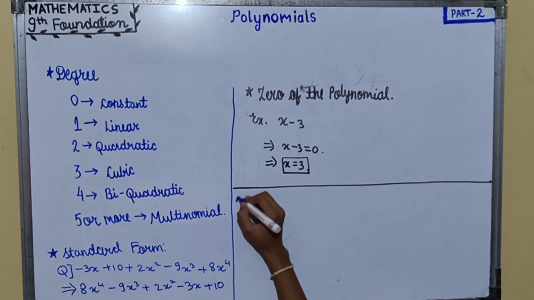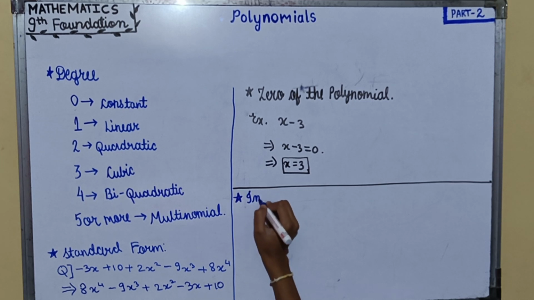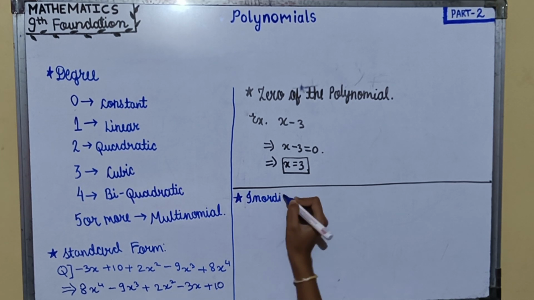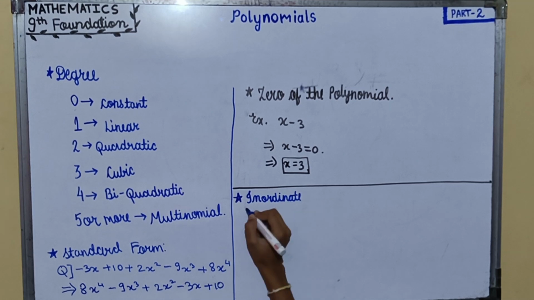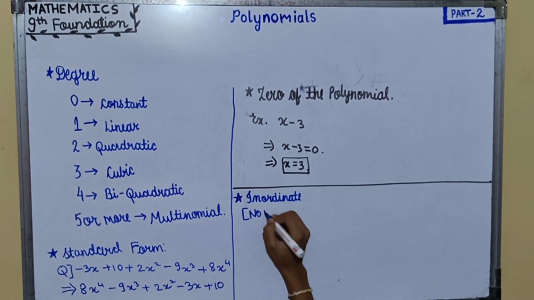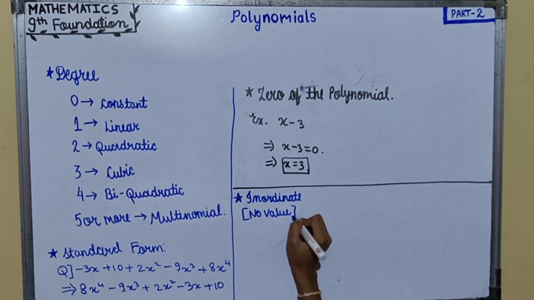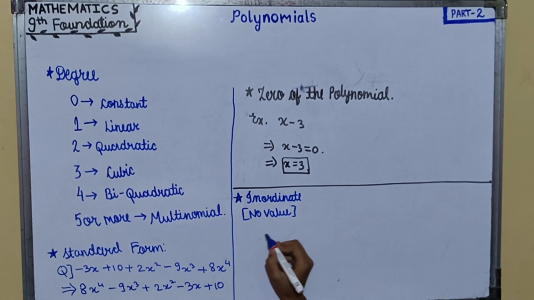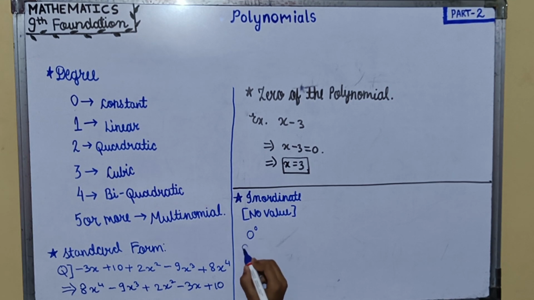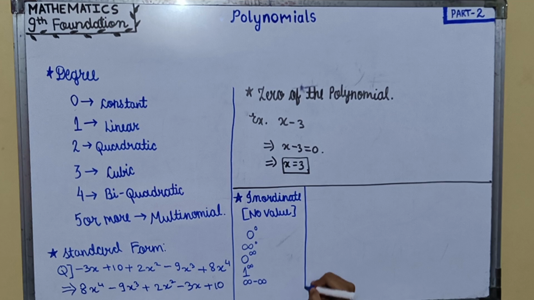Now there are some important topics that are indeterminate. Indeterminate means no value. Like when there is 0 raised to 0, infinite raised to 0, 0 raised to infinite, 1 raised to infinite, infinite minus infinite. These all have no value, they are called indeterminate.